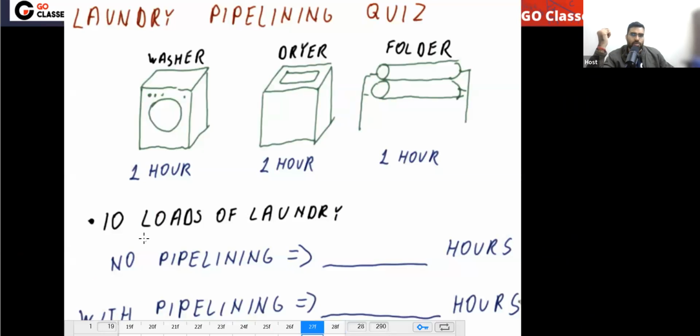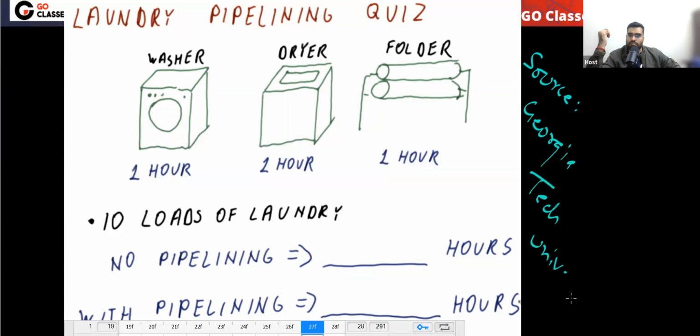Many of the slides I have taken from Georgia Tech University. There is a pipeline course by Georgia Tech University, and this question is taken from there. Let me tell you the source of this question. Anyway, tell me the answer for this.